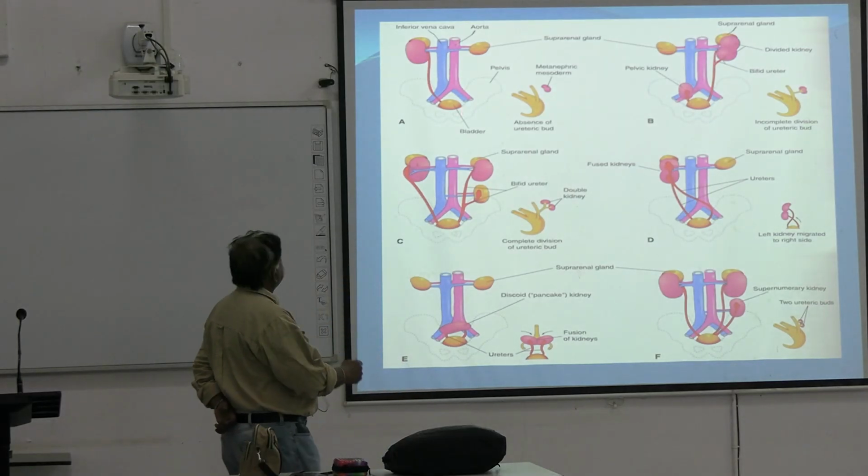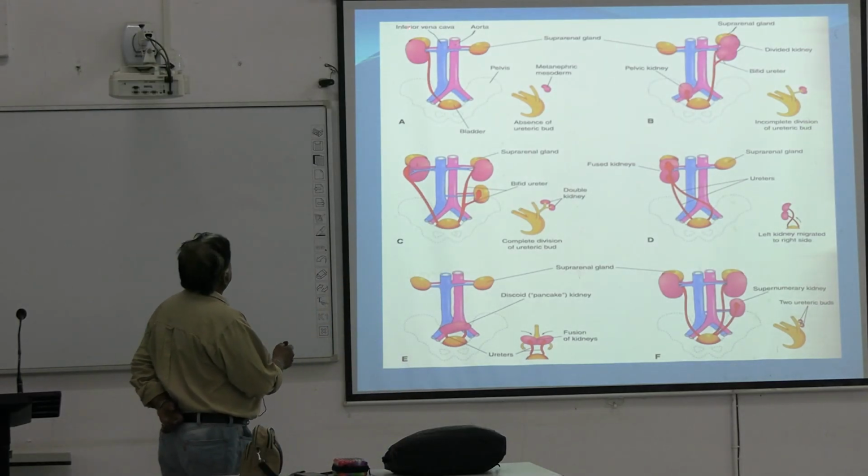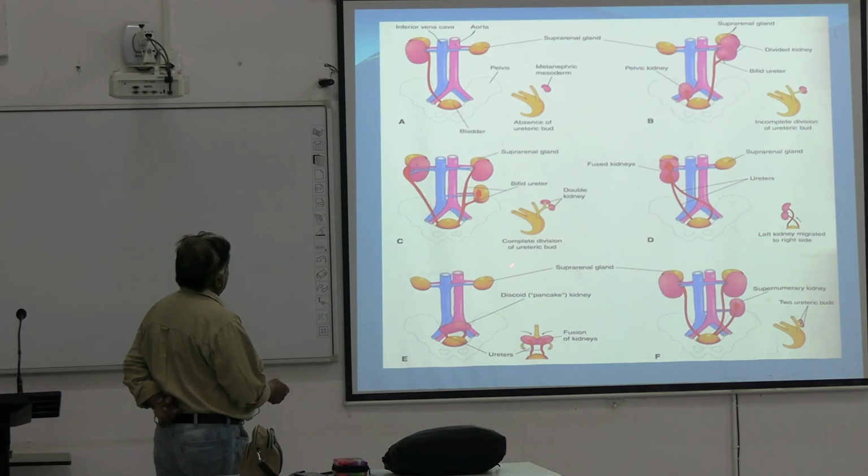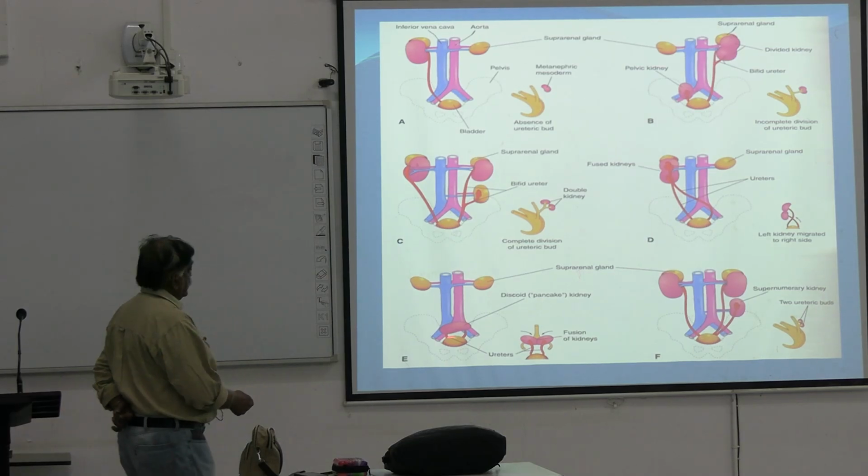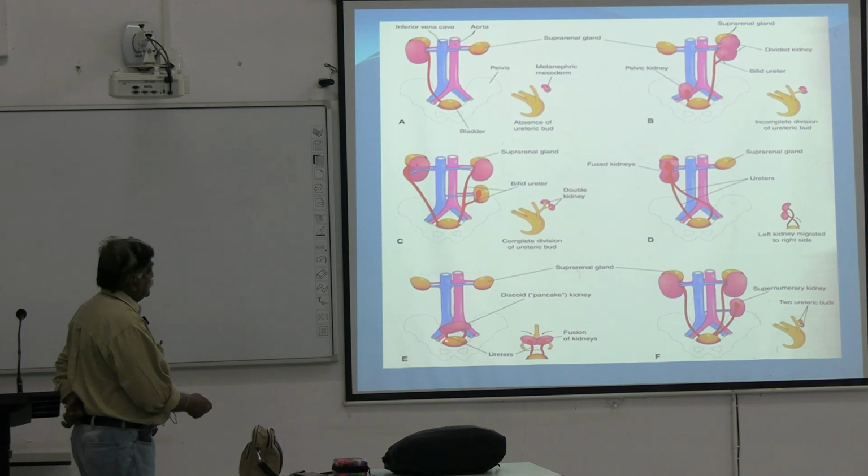Now you see, this is the inferior vena cava. This is the kidney, one kidney. This one is the suprarenal gland, and the bladder is here. You can see the two kidneys are there, but the bifid ureter is here. And double kidney, here's a double kidney, complete division of the ureteric bud, and the suprarenal gland. This is a discoid pancake kidney, and the short ureter goes into the bladder.